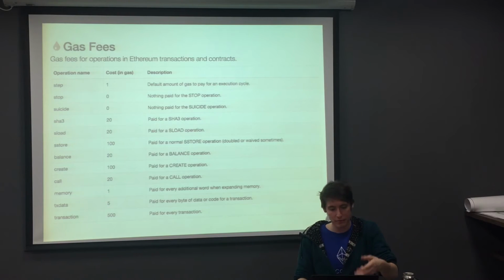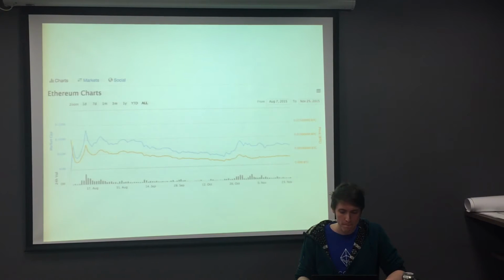by using fewer operations. And if you look at the price of Ether over the last few months, it's relatively stable compared to Bitcoin. There's a slight jump there, but it's comparable, if you're a crypto trader, to Bitcoin in terms of stability.